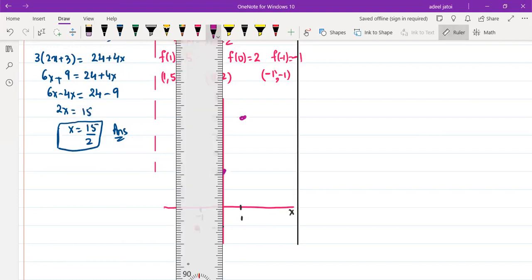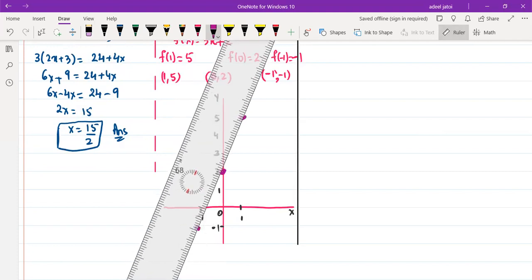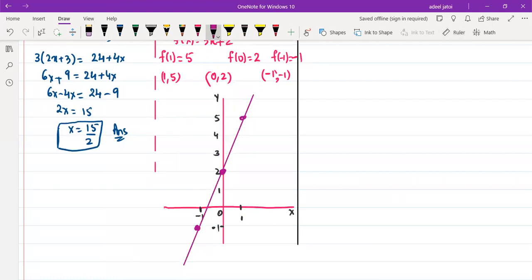So if I see, it's a linear line. It's a linear line that is shown by y equal to f(x).